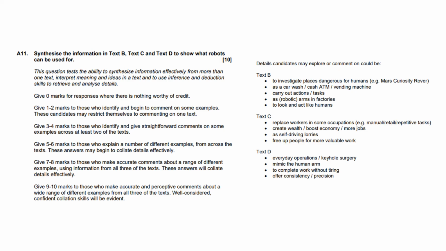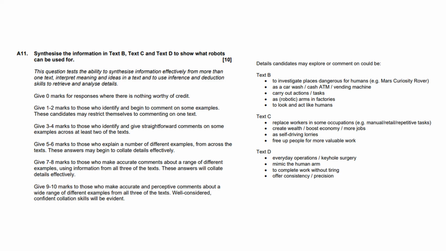Give 3 to 4 marks to those who identify and give straightforward comments on some examples across at least 2 of the texts. You'll notice that if you only comment on 2 texts, you're going to be restricted to 4 marks. We have commented on all 3 of those texts and we've been accurate in what we've covered, so I think we are guaranteed more than 4 marks. Give 5 to 6 marks to those who explain a number of different examples from across the text. These answers may begin to collate details effectively. I think we do more than we might begin to collate. I think we've been successful in collating those information, so we can give ourselves more than 6 marks.